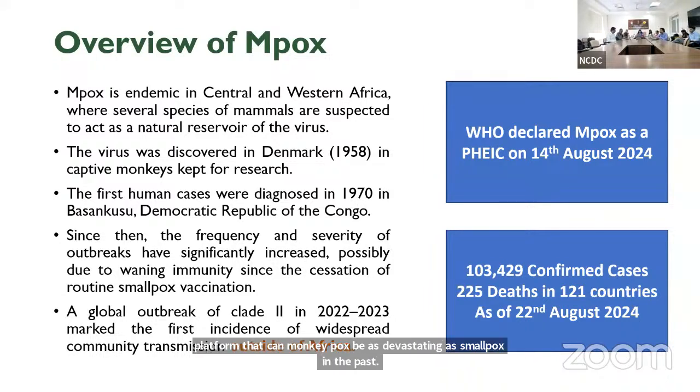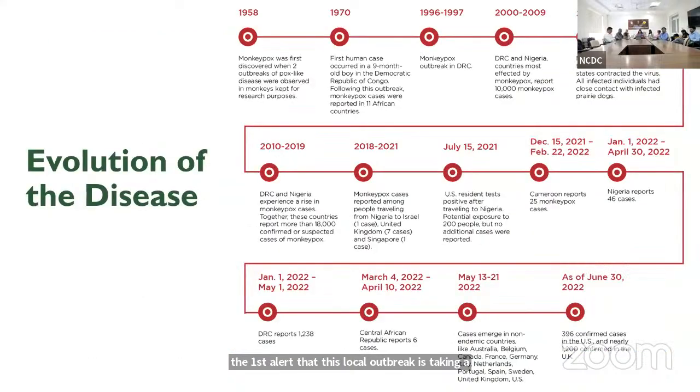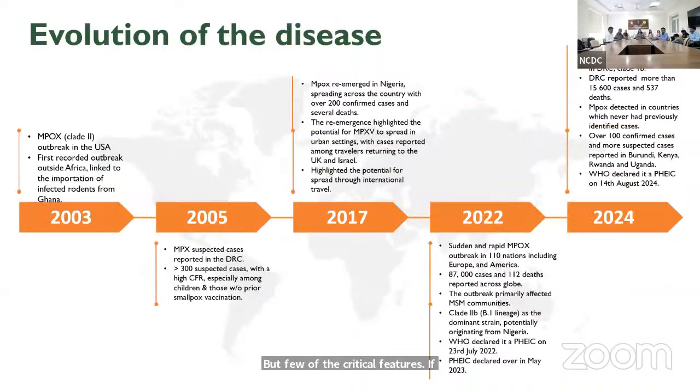If we look at 2023, the global outbreak was due to clade 2, and it marked the first incidence of widespread community transmission outside Africa. So that was the first alert that this local outbreak is taking the features of a pandemic. This slide has already been described by Dr. Pavana, so I will not go into much detail. This slide shows the overall evolution of the disease since 1958 onwards.